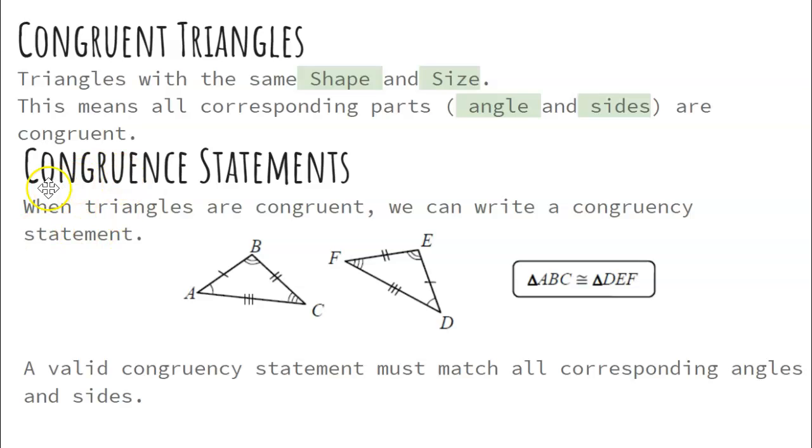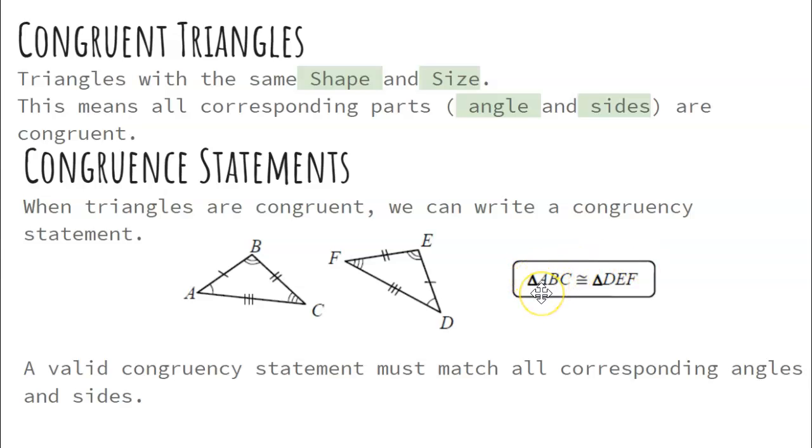Congruency statement. So when the triangles are congruent, you can write a congruency statement. Triangle ABC is congruent to triangle DEF. So that is our congruency statement, and it's very important because when we have our congruency statement, we actually don't need the diagrams of the triangles because they tell us which angle is associated with which angle on the other triangle.